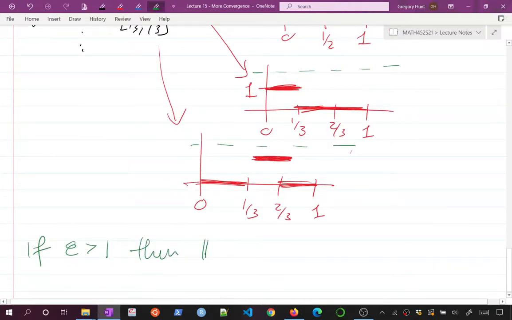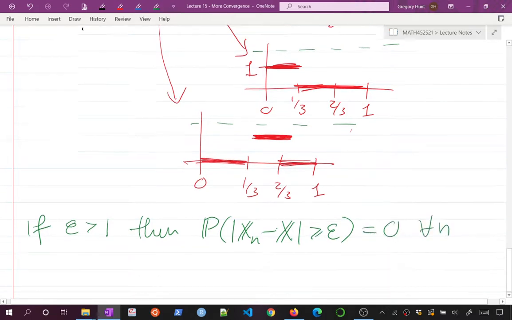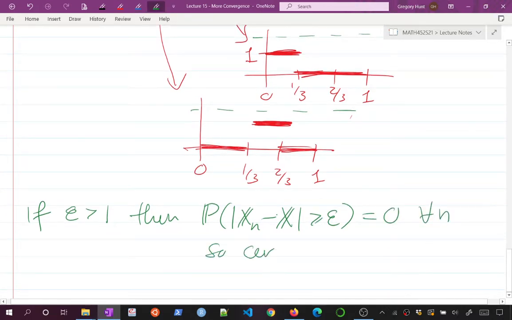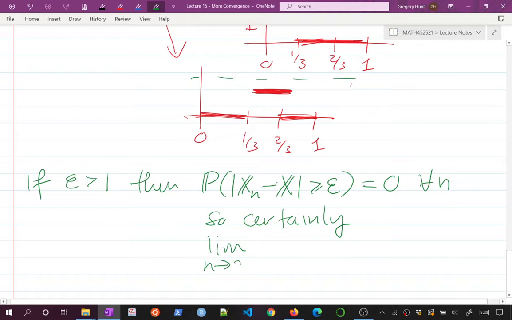In this case, it's easy to do this calculation. The probability that xn minus x is bigger than epsilon, or bigger than or equal to, whatever, is 0 for all n. So certainly, since it's always 0, my limit of a bunch of zeros is also 0.